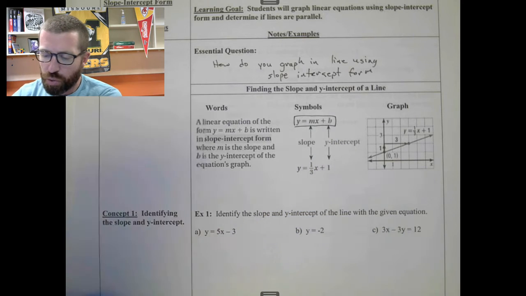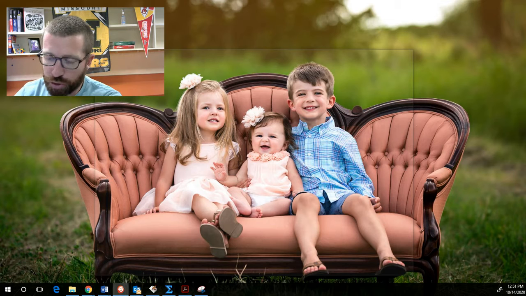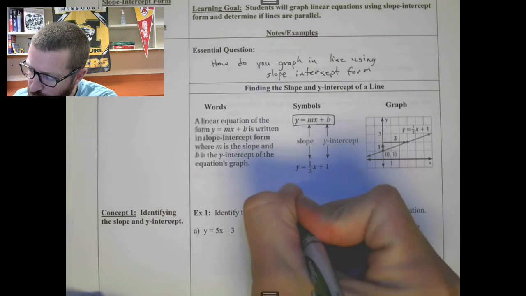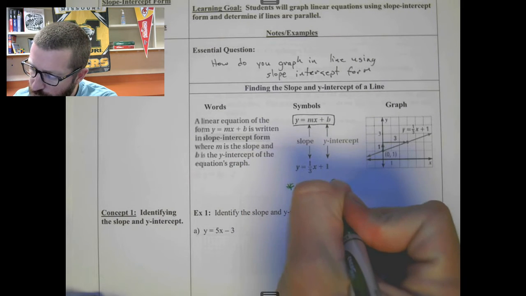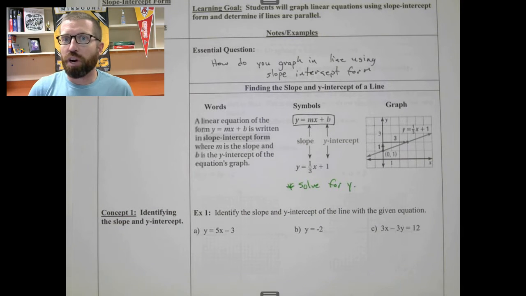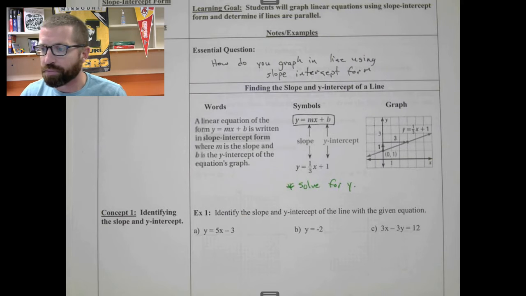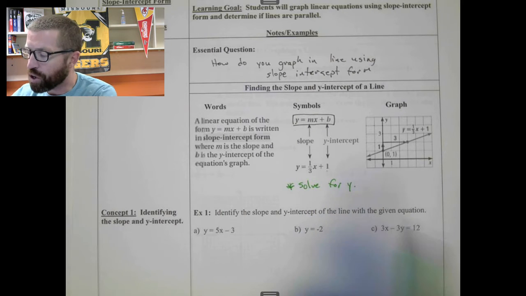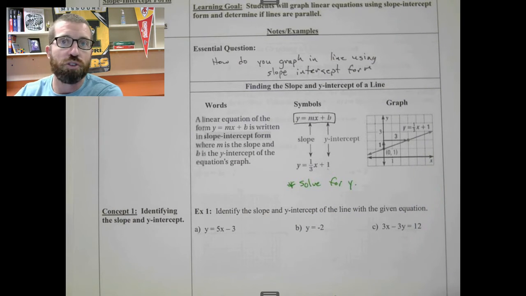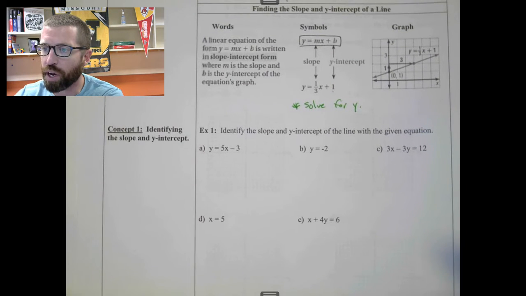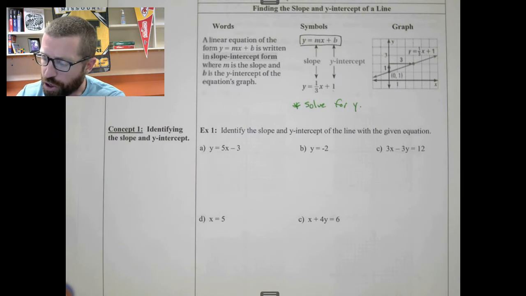The biggest thing with this is first you have to solve for y. So if you get y by itself, if it's a line and y is by itself, it is in slope-intercept form. And so if you solve for y, then the slope is just the number in front of x, and the y-intercept is the value here. And then we know slope is rise over run, and so we can use that fact to graph the line. But first, let's just look at identifying the slope and y-intercept. So first, you want to solve for y.